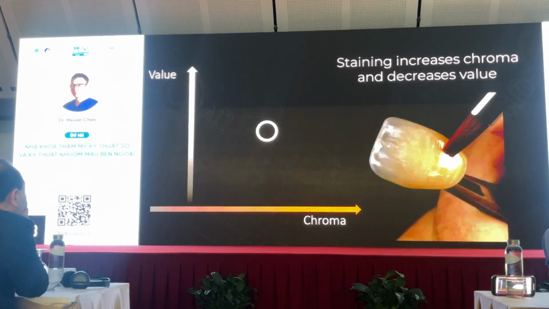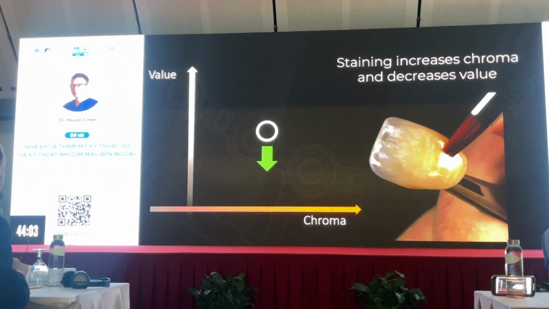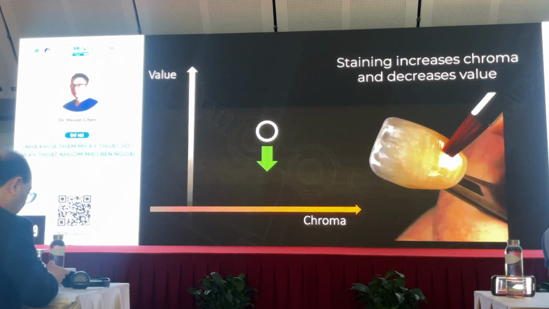That means if we come back to this graph here, if I choose this ceramic and I stain it, what's going to happen? The value can go down, right? The value can go down, or the value can go down and the chroma can go up. So these two positions are okay. It can become darker and more orange.